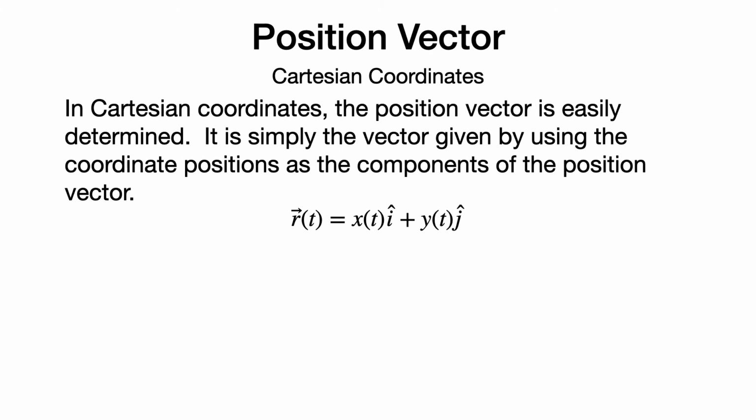If we use Cartesian coordinates, then the position vector is easily determined. It is simply the vector given by using the coordinate positions as the components of the position vector. That is, we use the x position as the component multiplied by the i hat vector, and the y position as the component multiplying the j hat vector.